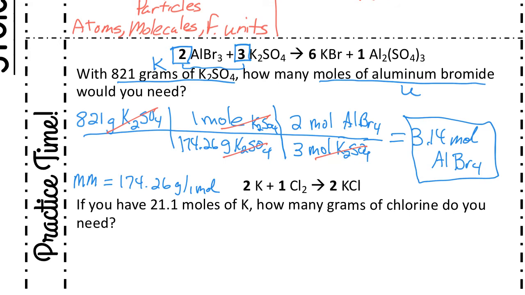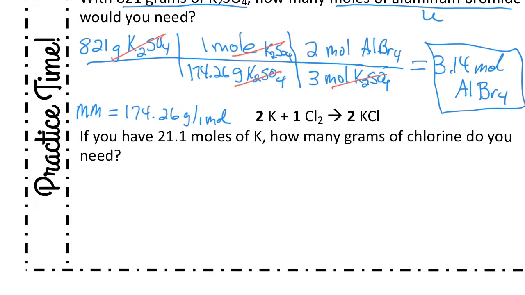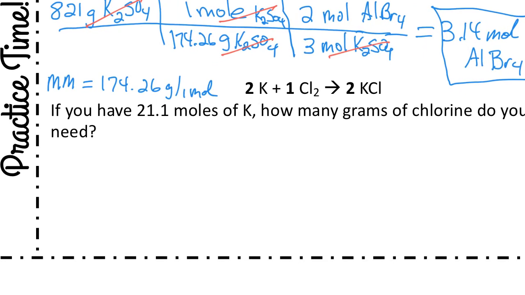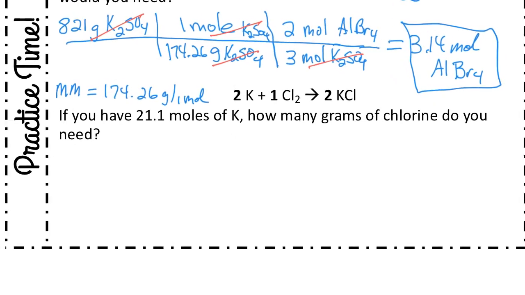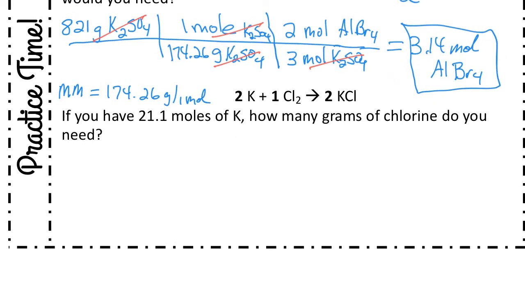All right, we're going to do one more problem and then we're done. So, same sort of question. Again, I need to identify, I'm going to switch colors just so you can see it a little bit better. So, if you have 21.1 moles of K, how many grams of chlorine do you need? First, I'm going to identify my known and unknown. Here's my known. How many grams of chlorine is going to be my unknown.